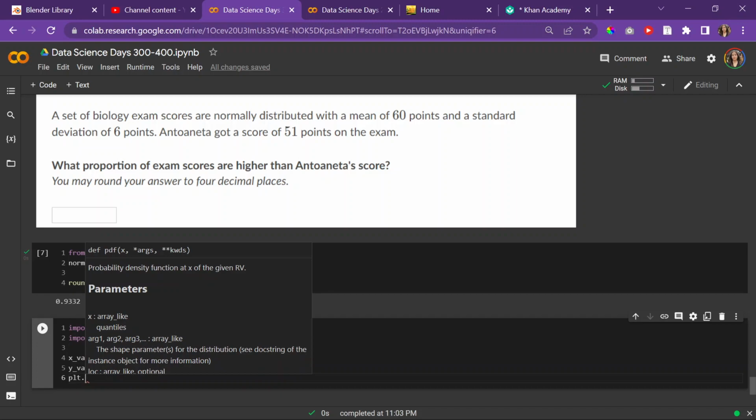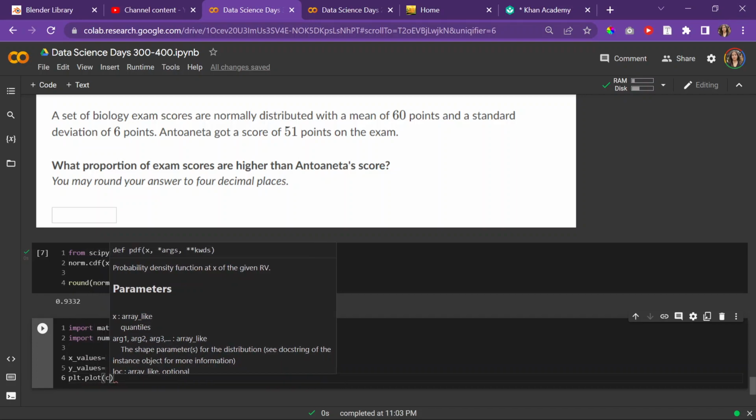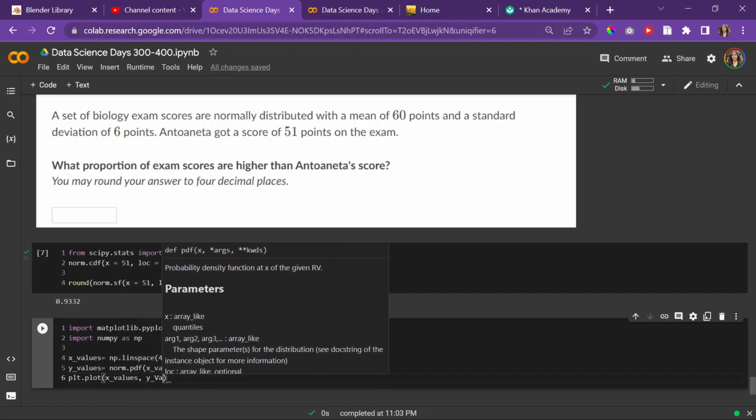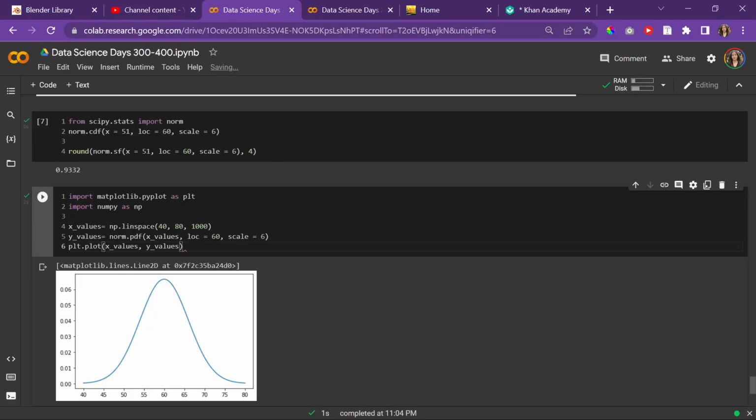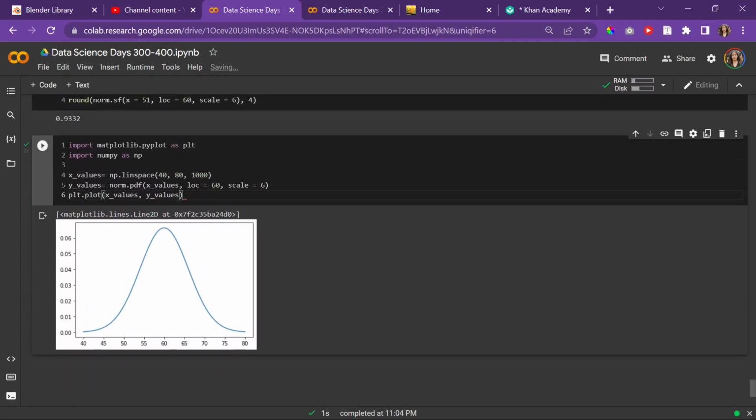Now I can just do plt.plot and plot the x values and then the y values. That should give me a distribution in one second, right? So this is what it looks like, really pretty. And yeah, that's literally it.